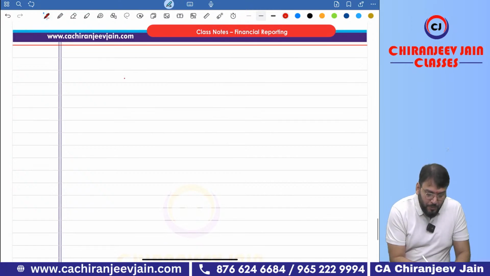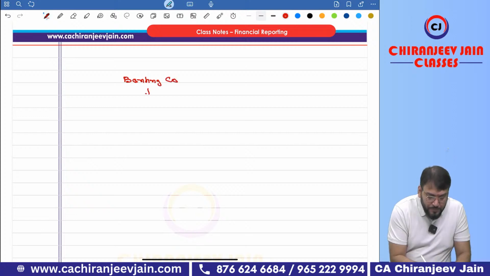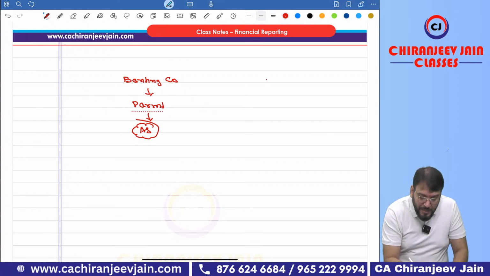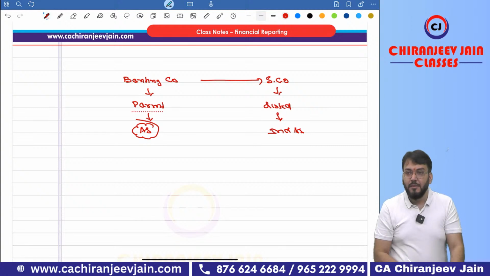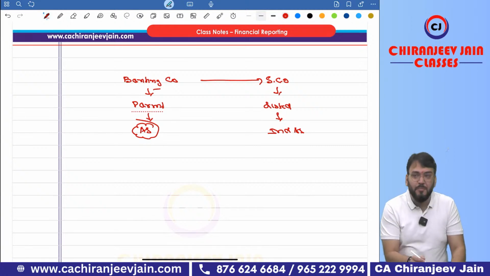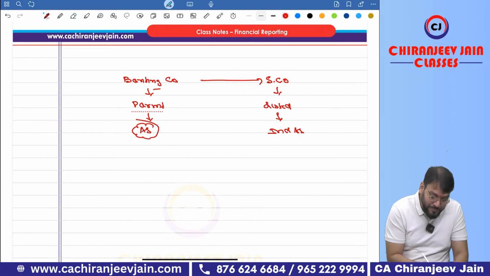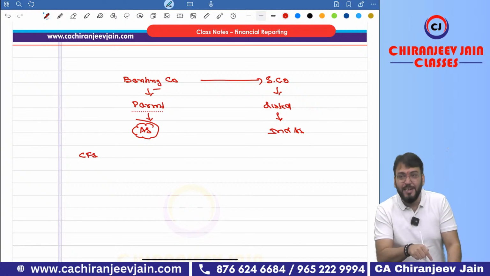Same thing, reverse example. Reverse example is what? Suppose there is one banking company or insurance company or NBFC and it is a parent company. So right now they are preparing their financial statement as per AS or as per their regulation act. Now they have a subsidiary company which is a listed company. And to them what is applicable? Ind AS is applicable. Correct. Now the question is that to this banking company whether AS is applicable or Ind AS is applicable. AS is applicable, but now CFS will be prepared by whom? Now CFS will be based on AS or Ind AS?